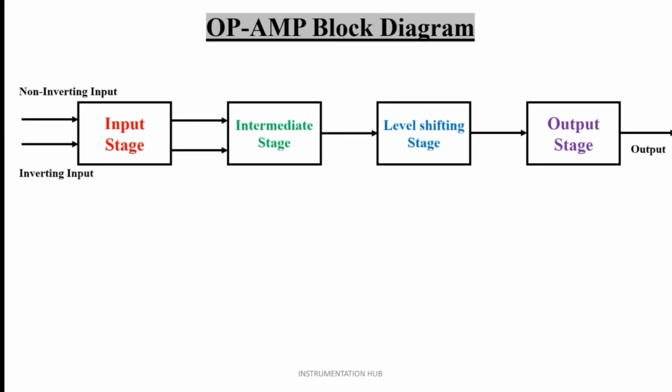The first stage is the input stage. The input stage is a dual input. The 2 inputs are the inverting and non-inverting input terminals. This stage provides most of the voltage gain of an OPAMP and decides the value of input resistance. The first stage is known as the dual input balanced output differential amplifier.